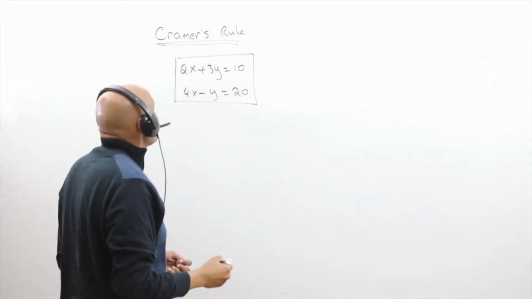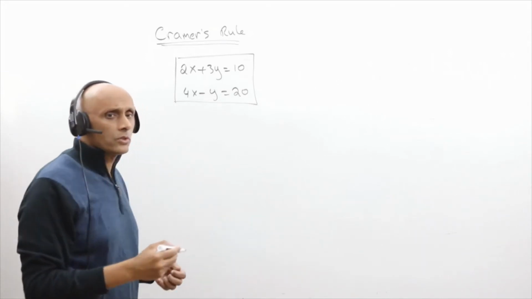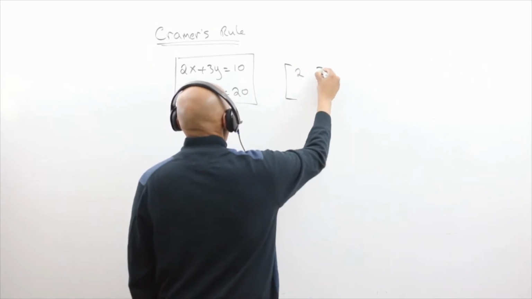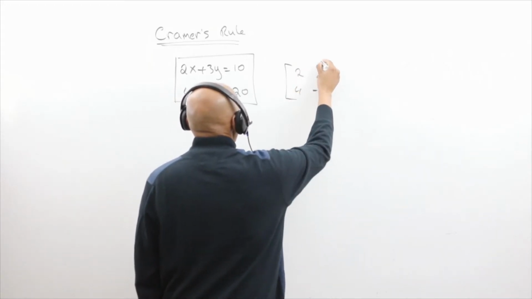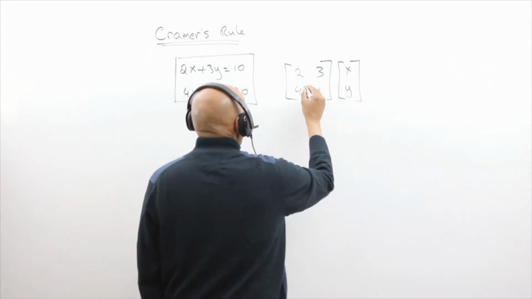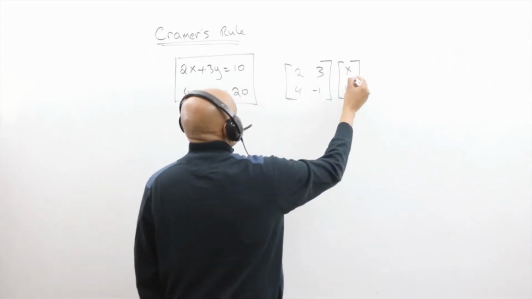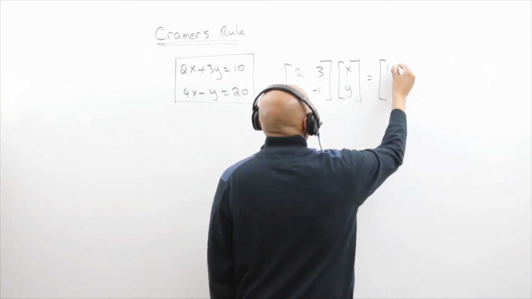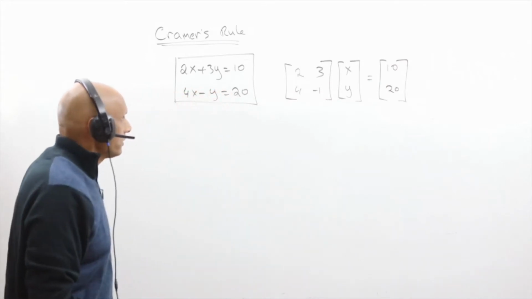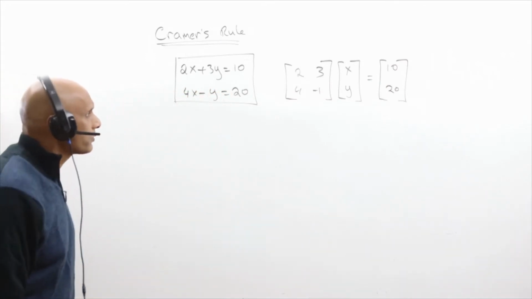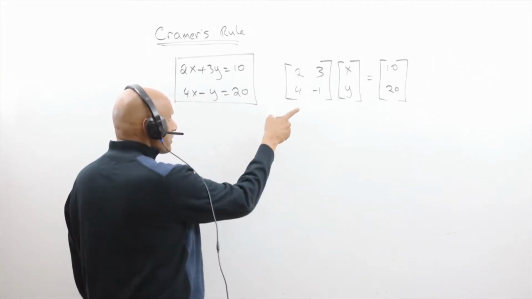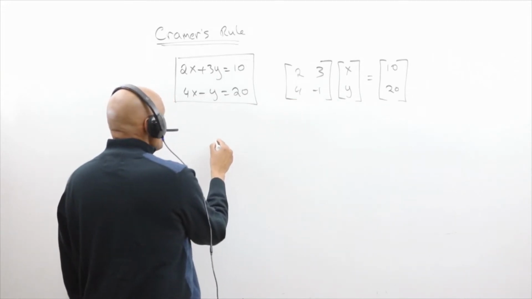The first thing to use Cramer's rule, you have to convert this into a matrix form. So in the matrix form, we're going to write this as 2, 3, 4, minus 1, acting on x and y. So 2x plus 3y is equal to 10 and 20. Once we have it in matrix form, Cramer's rule basically says that the value of each variable, x and y, is going to be the ratio of two determinants.